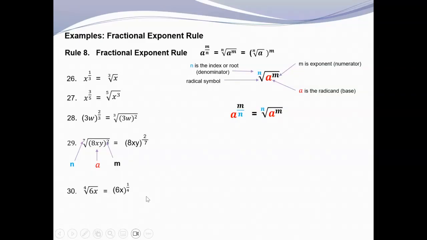This is your answer. Now here's where people make some common mistakes. They go from here to here, which is not correct, because here they're saying that only the x is to the 1/4 power. But in the beginning we had 6x. That means the whole thing, the whole 6x, is your radicand. Please do not make that mistake.